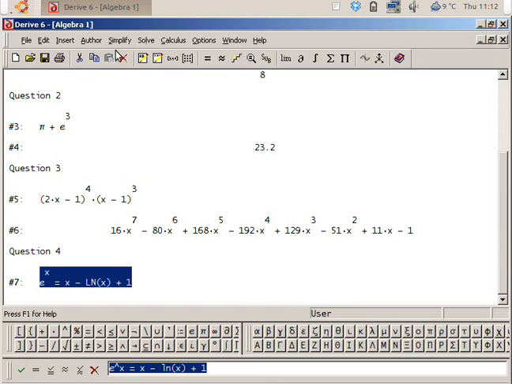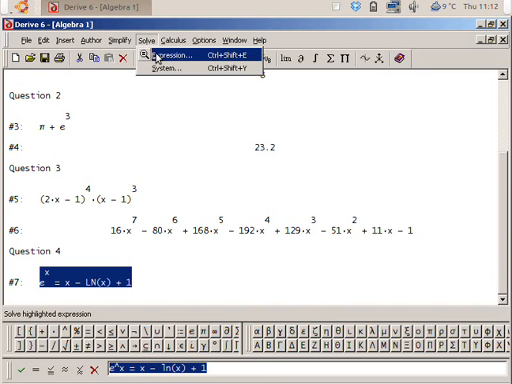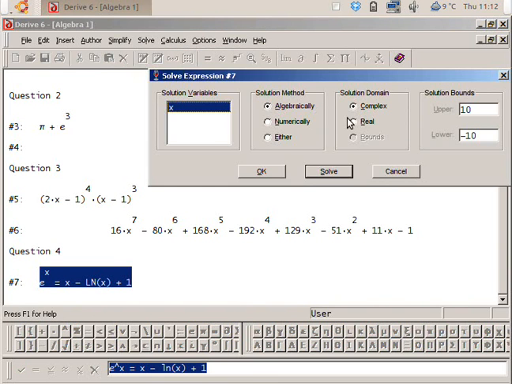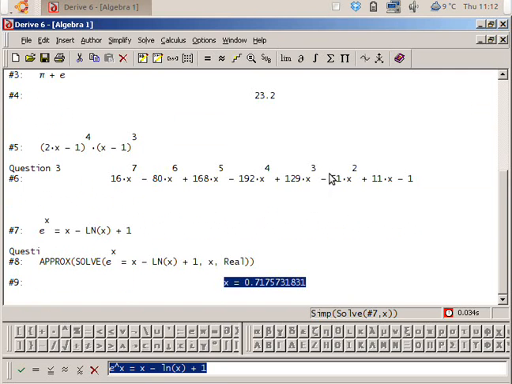So solve expression. Make sure you pick real and you can pick either. Remember what either does? It tries its best to solve it algebraically and on failing that does it numerically. So do we always keep it real? Yes. Keep it real.